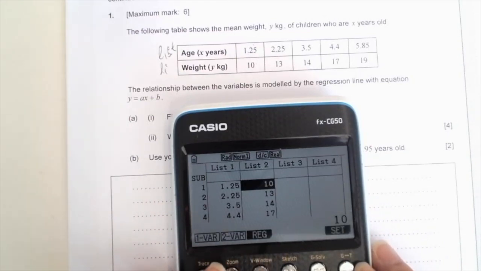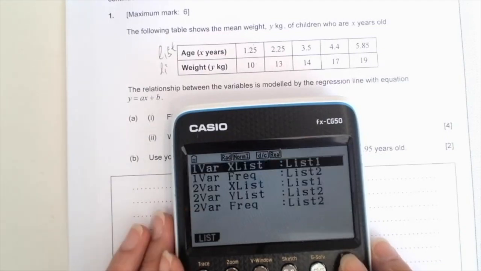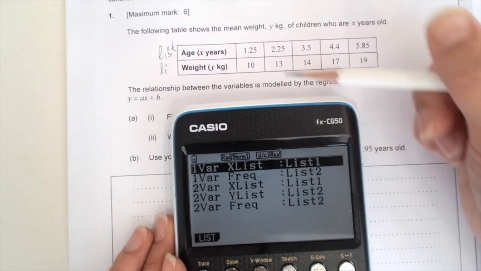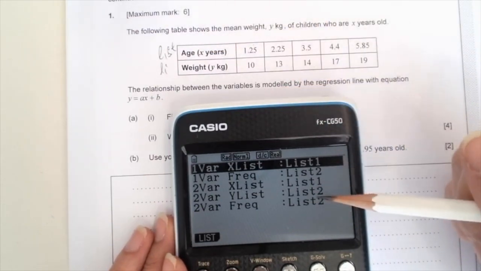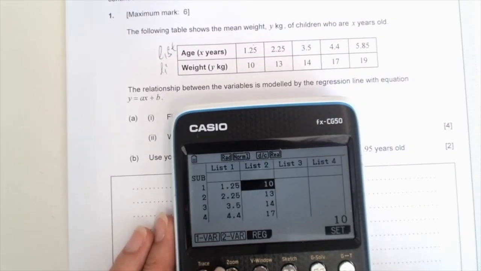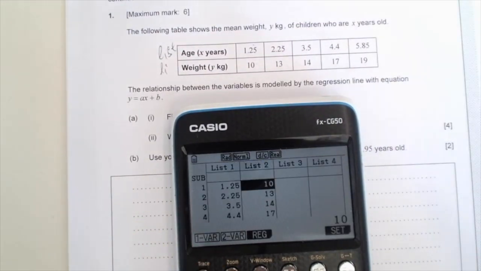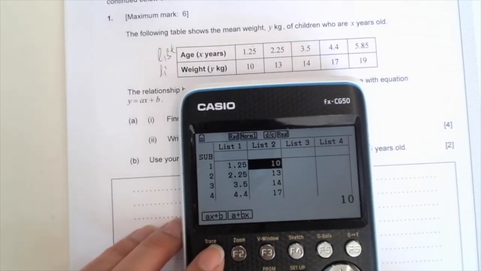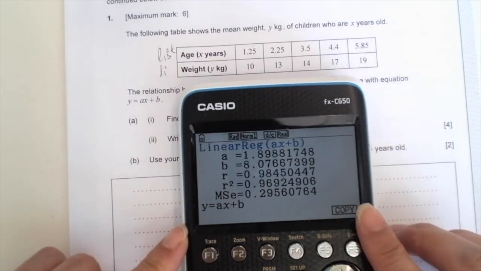Then we go to calculate. After you get to calculate, before you do anything, let's go to set. All right, we are doing x and y here, two variables. List one is our x, and list two is our y. Everything looks great. One variable is for finding mean, mode, median. So we are going for regression, and they want ax plus b. That gives you all the values.